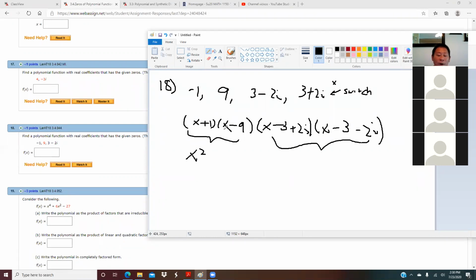X squared, and then you FOIL this one, you get -8x minus 9. So this one is FOILed very quickly.